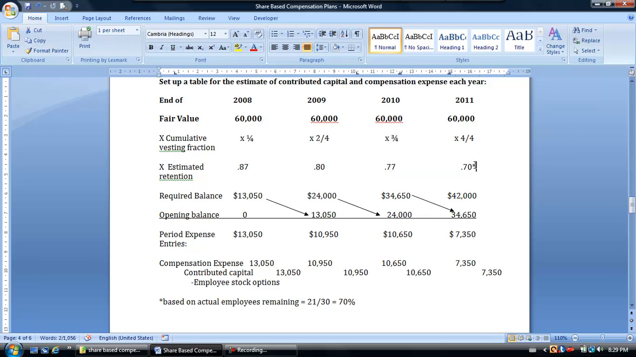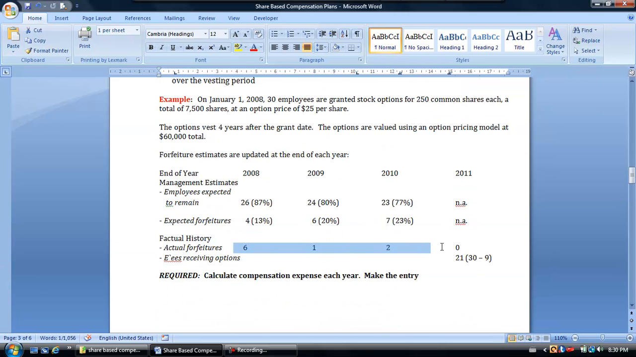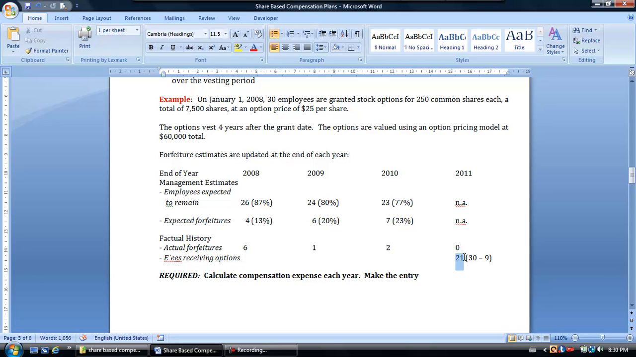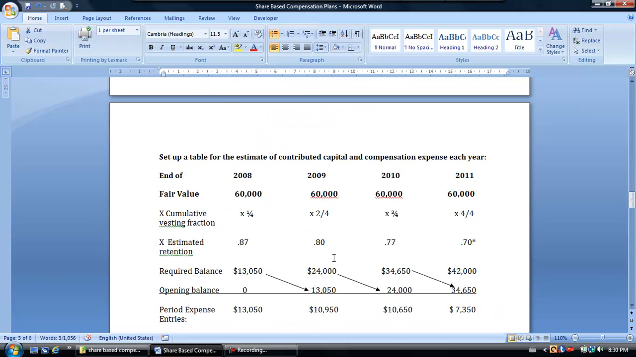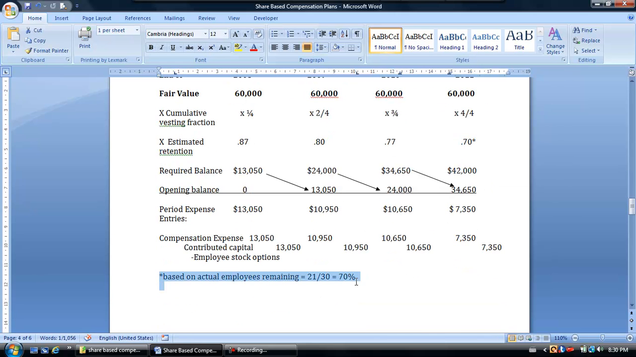And then, of course, by the time we get to the end of 2011, we had to calculate this number. It wasn't specifically given to us in the question. But now, because we're at the end of 2011, we already know what the retention rate is. How do we know? We know because we had 30 employees, and by the end of 2011, 9 of them had left. Nobody left as at the end of 2011 in the vesting period. So we know that 21 remain because 9 left. We've got 21 left, and 21 divided by 30 is 70%. So we've done that calculation for you here.